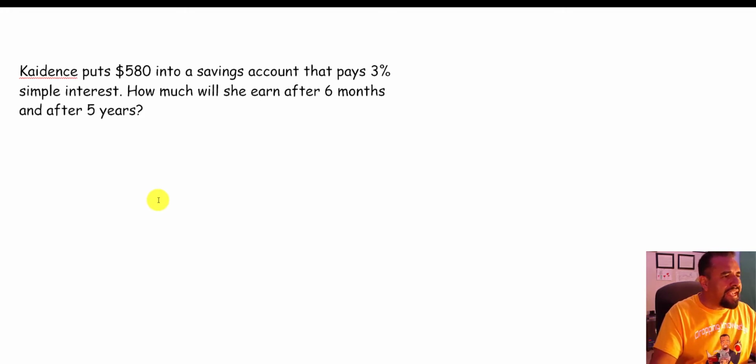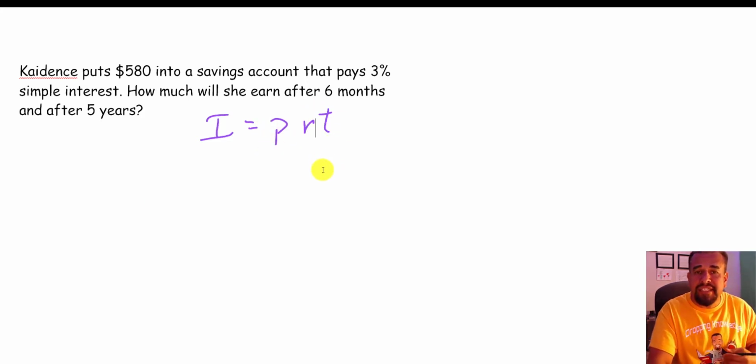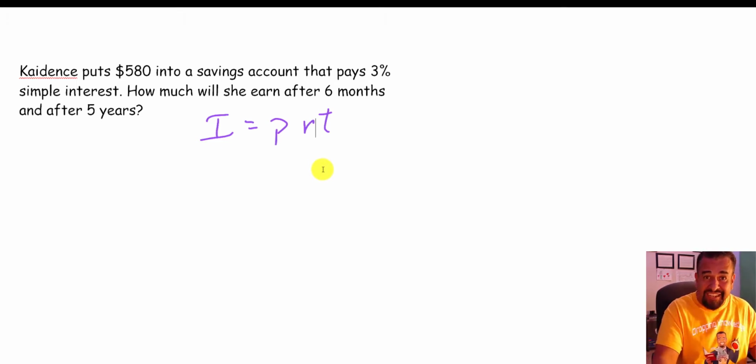All right. So we said that I stood for interest, and then we had principal, our rate, and our time. The reason all of these variables are together is because to solve it, we just have to multiply them all together. That is it. Multiplication, simple. So let's get the information that they gave us.